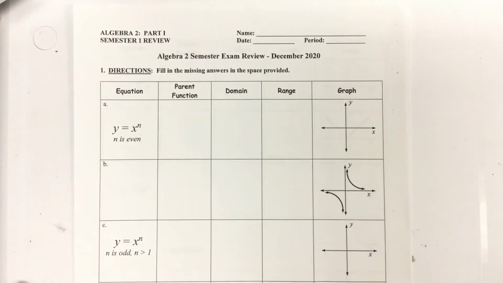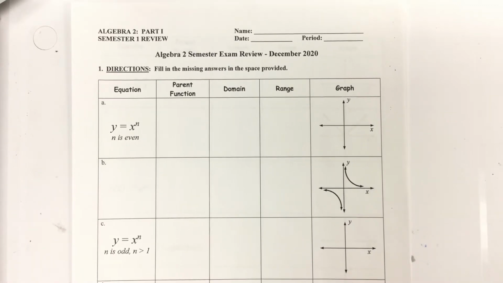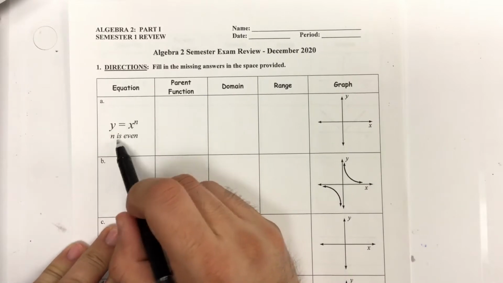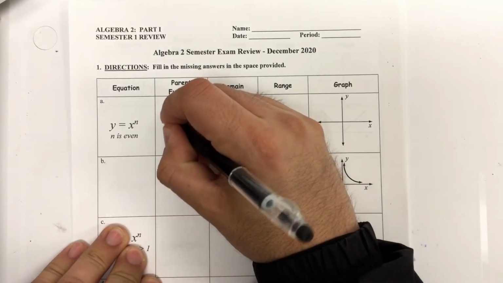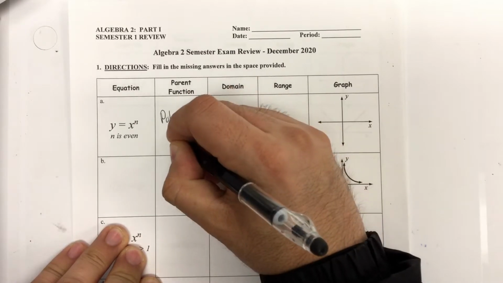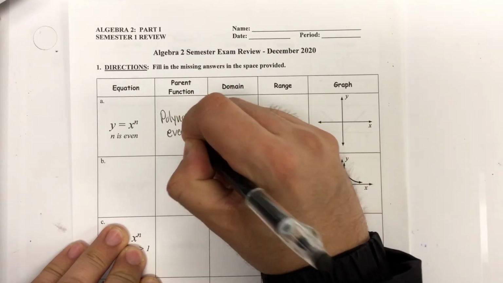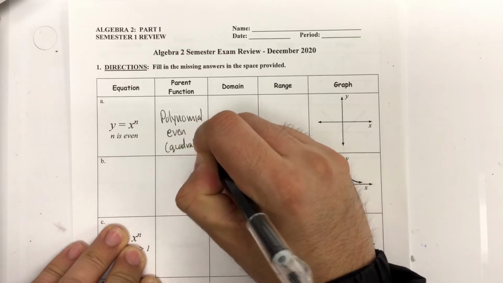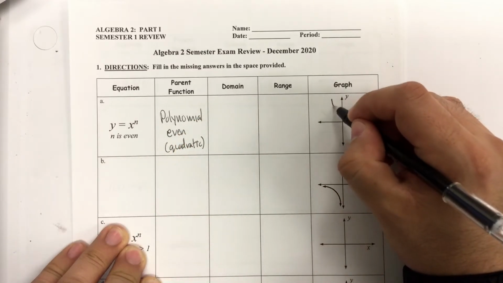All right, so this is part 1 of the semester review. Here I'm going to just write these answers out for each one. So x to the n is even, so that's going to be polynomial even. But we usually refer to this as quadratic. The graph is a U-shape.